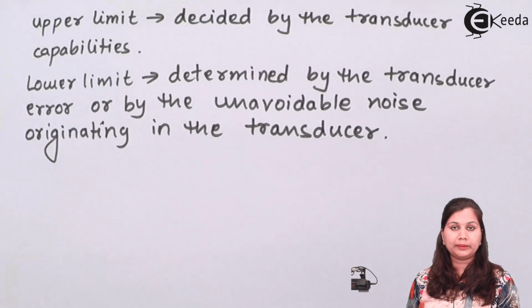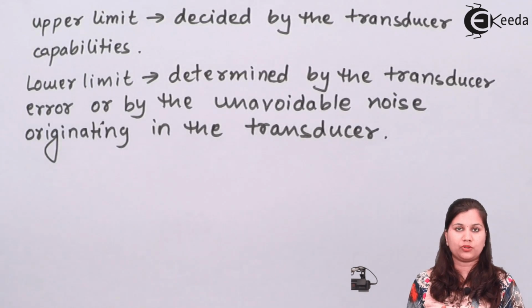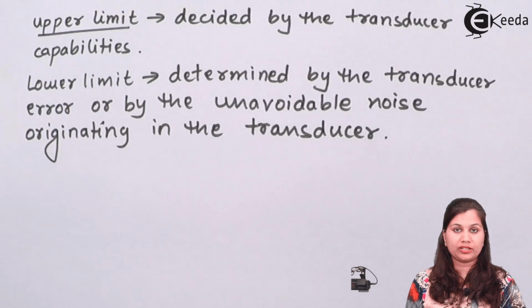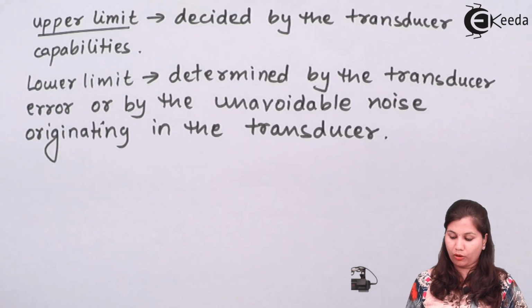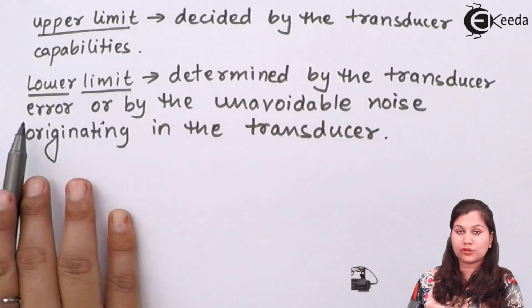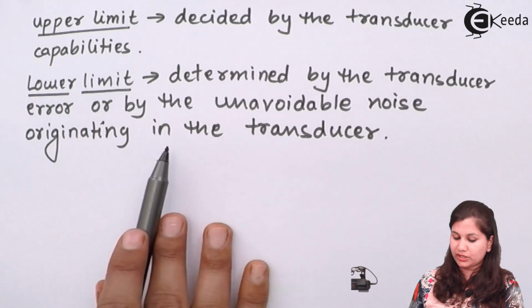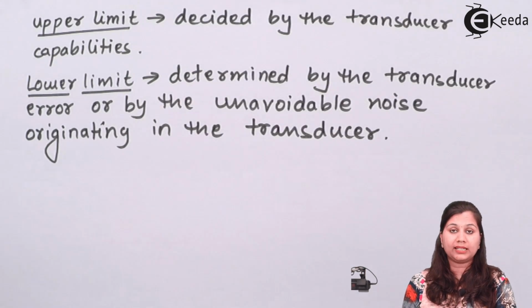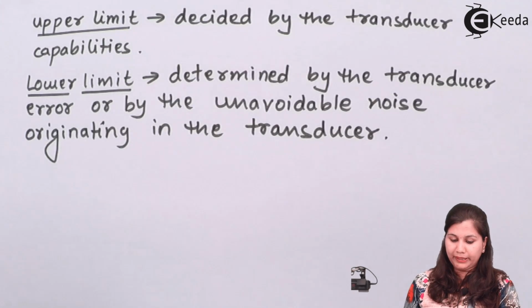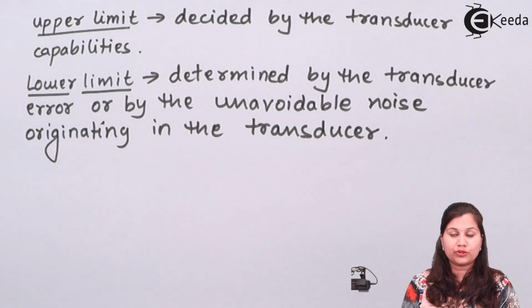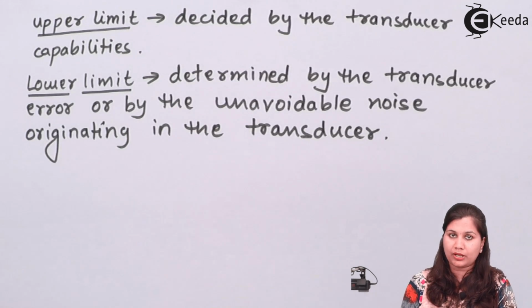So this is how the upper limit and the lower limit of the operating range of the transducer is decided. Upper limit is decided by the capabilities of the transducer, that in what range it can work, or what conditions it can withstand. So according to that, upper limit is decided and lower limit is determined by the transducer error, or by the unavoidable noise originating in the transducer. And it is expected that the transducer is going to maintain a good resolution throughout its operating range. Okay, so that in that operating range, the transducer can give its 100% performance, 100% efficiency should be given by the transducer.